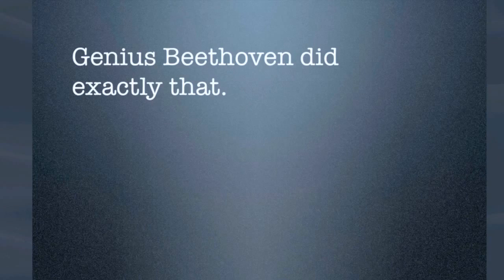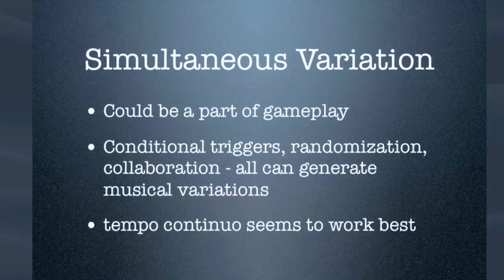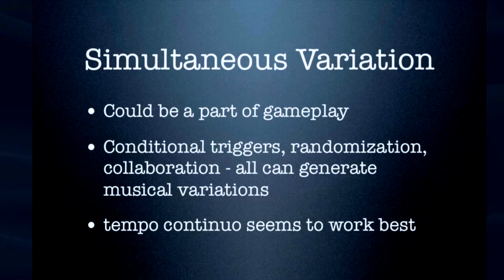This kind of layering concept, which is so important in thinking about game music. Beethoven, I think, thought this way, and that's what genius Beethoven did. So I just call this idea simultaneous variation. I think it could really be an interesting part of gameplay, rather than thinking of whether you're accessing a certain level of a sound or layer of a sound as driven by conditions in the game.